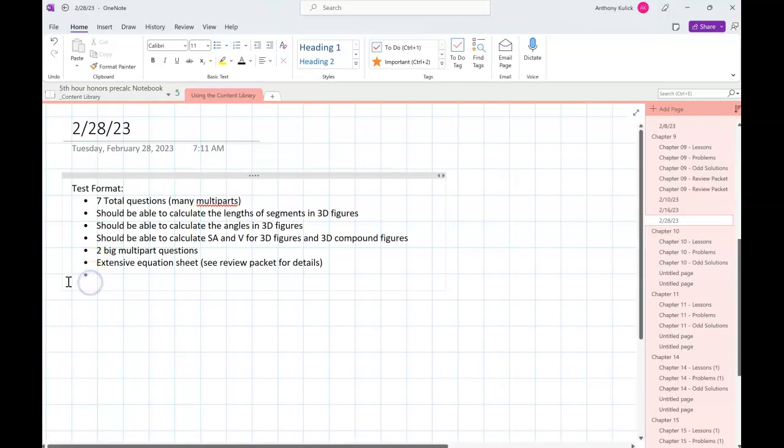Do we feel okay about the test format here? This one shouldn't be much of a surprise, as all the problems are kind of the same, just, you got to see, the triangle is the hardest part.